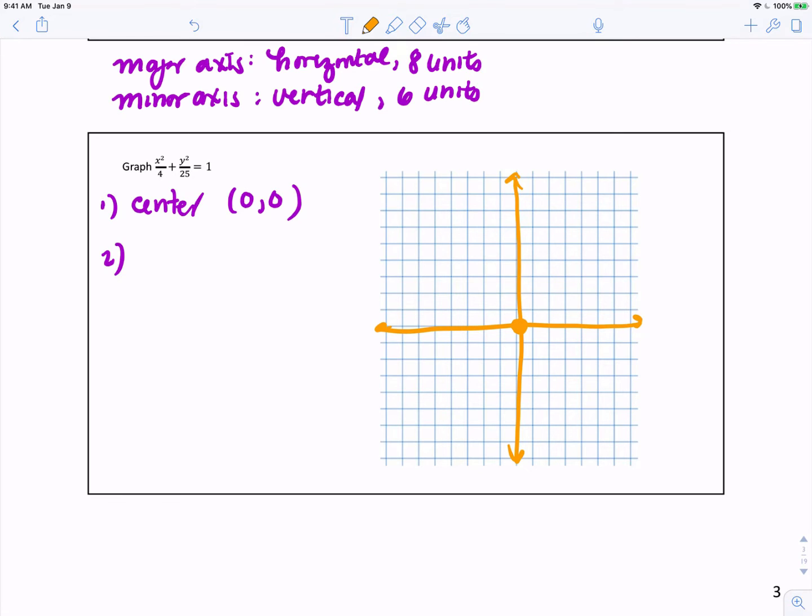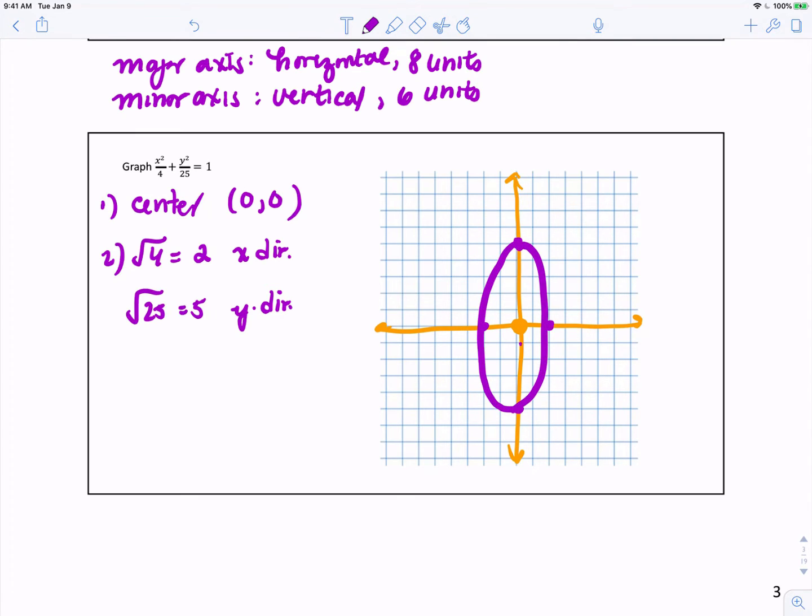Okay, so now we have to find the vertices. We take the square root of 4, which is 2. So in the x direction, we're going to move 2 units from the center. 1, 2, 1, 2. We take the square root of 25, which is 5. So in the y direction, we're going to move 5 units. 1, 2, 3, 4, 5. And we're going to join these together as best we can to make our graph look like an ellipse.